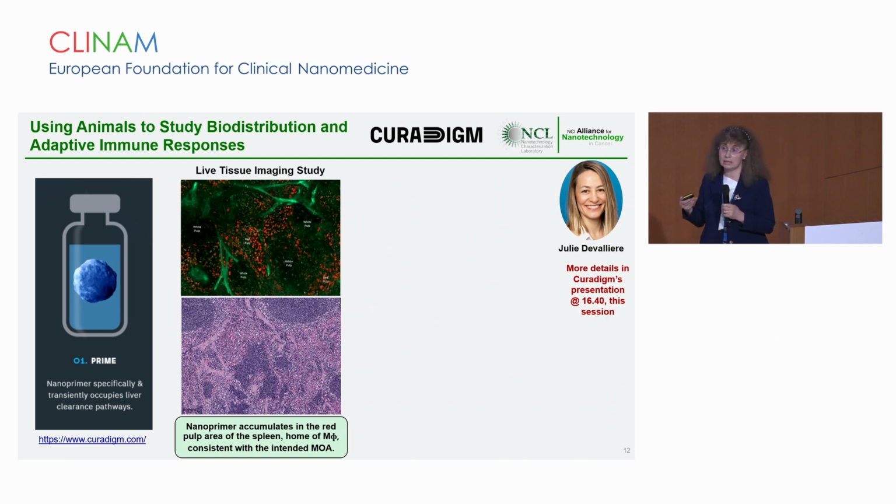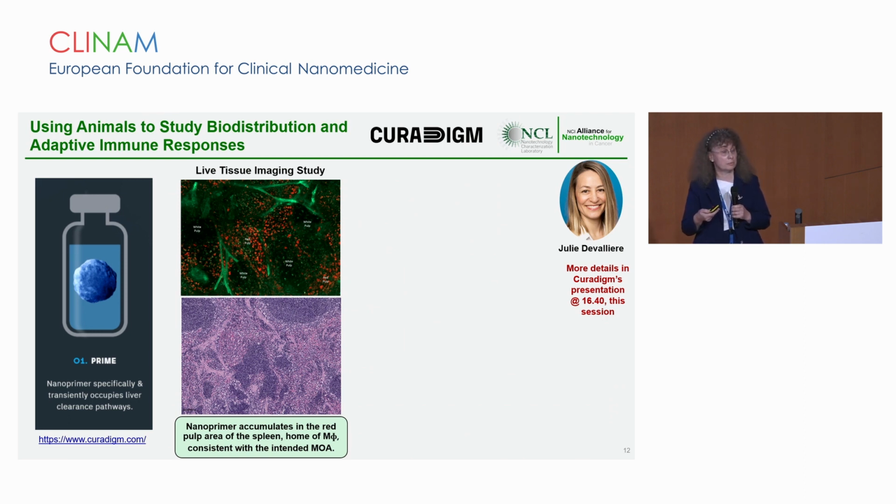Curadigm has a nanoprimer, which is a nanotechnology concept intended to specifically and transiently occupy the mononuclear phagocytic system to improve drug delivery. At NCL, we wanted to answer a question: where in the MPS does the nanoprimer go? What you see from this slide is that we conducted a live tissue imaging study, and we found nanoprimer accumulation in the red pulp area of the spleen, which is home to macrophages, and it perfectly aligns with the intended mechanism of action of the nanoprimer.